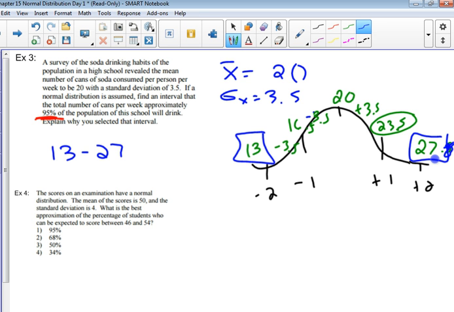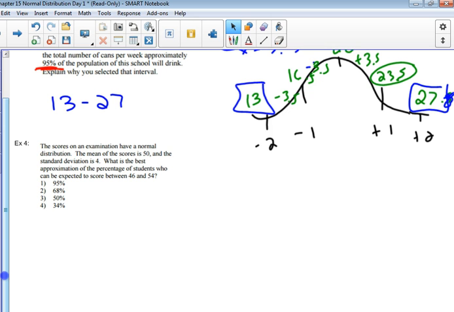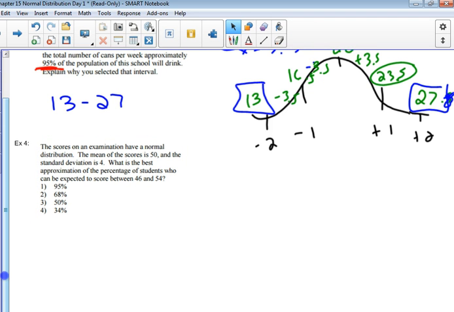How's that looking? Good and bad? The interval selected is because you're 2 standard deviations away, and you knew that by the 95%. Okay. All right. So this one's a little bit different. Just a little bit of the wording, but same kind of idea.